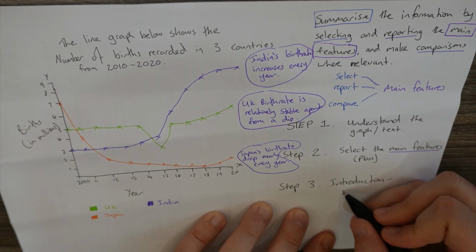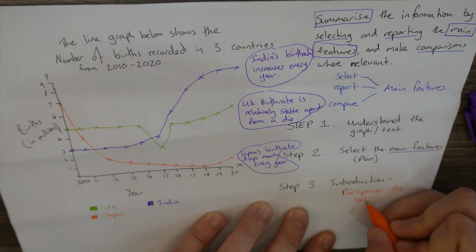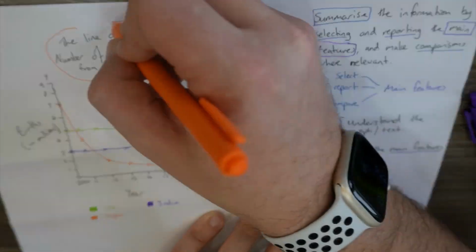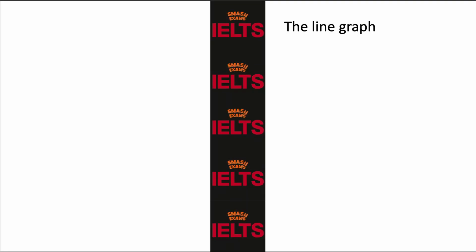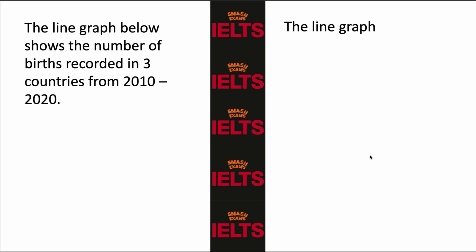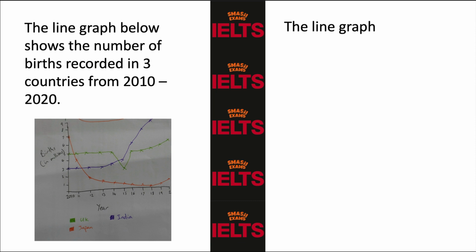Now we need to write our introduction, and we need to paraphrase the statement that you can find here at the top of the graph. Okay, so let's have a look at our statement that we need to paraphrase. The line graph below shows the number of births recorded in 3 countries from 2010 to 2020. And there we can see our graph. So the first thing we need to do, let's paraphrase.